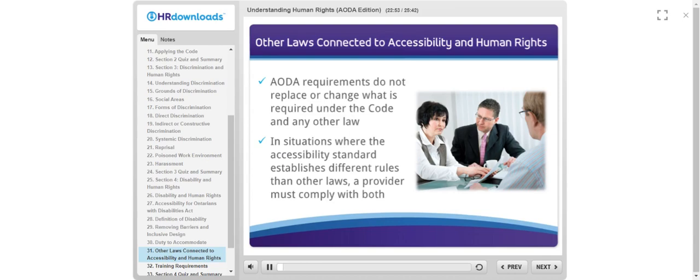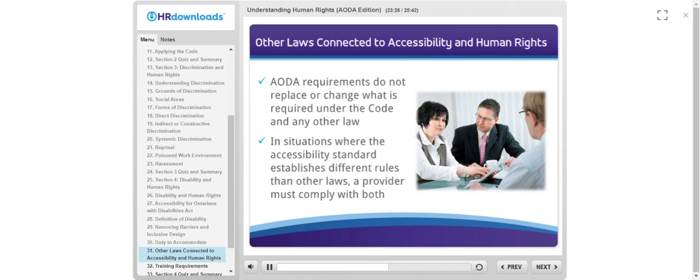In addition to the Human Rights Code, other laws related to accessibility may apply to organizations covered under the Customer Service Standard, such as the Ontario Building Code. It's always good to keep in mind that AODA requirements do not replace or change what is required under the Code and any other laws. For example, in addition to complying with AODA, a service provider must still comply with the Ontario Human Rights Code, which prohibits discrimination on the basis of disability in goods, services, or facilities, accommodations, contracts, employment, and vocational organizations.